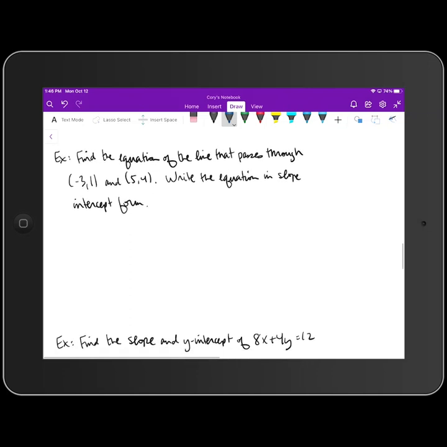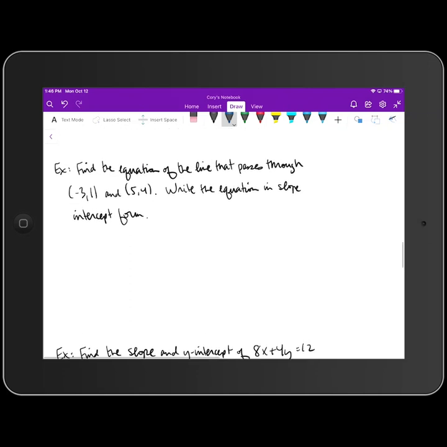Okay, on to the next example. So the directions here say to find the equation of the line that passes through the point negative 3, 1 and the point 5 comma 4. And then we're asked to write the equation in slope-intercept form.